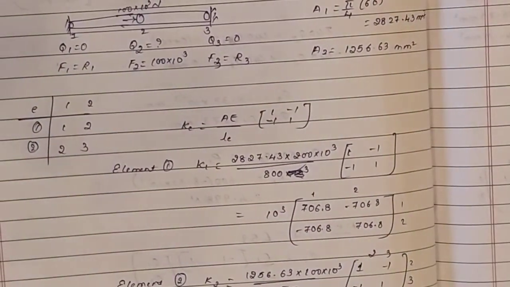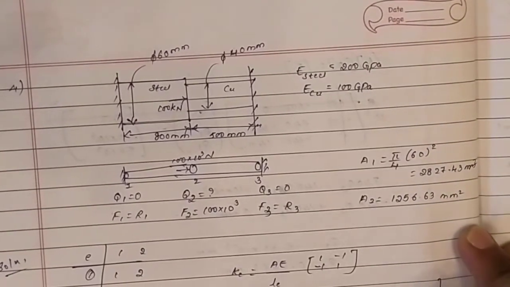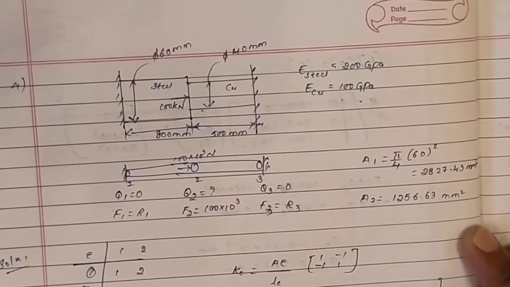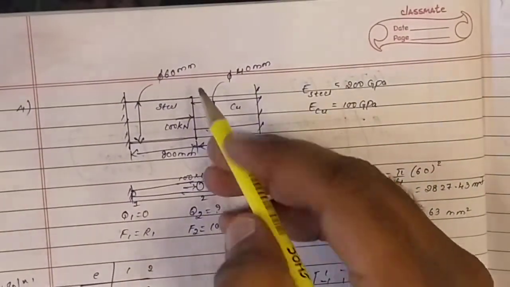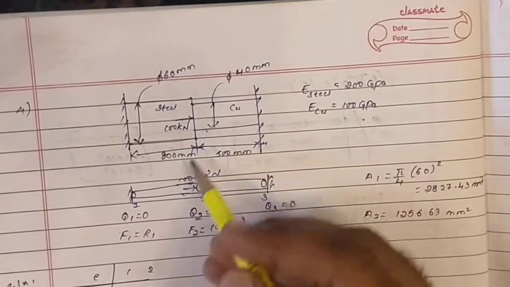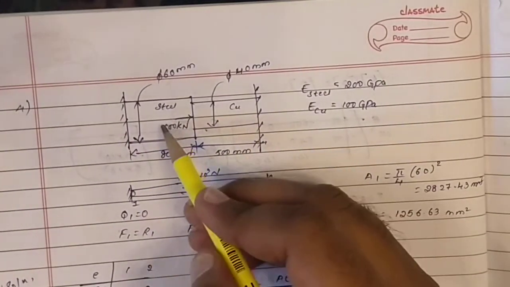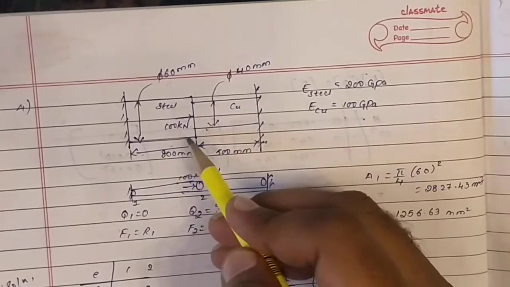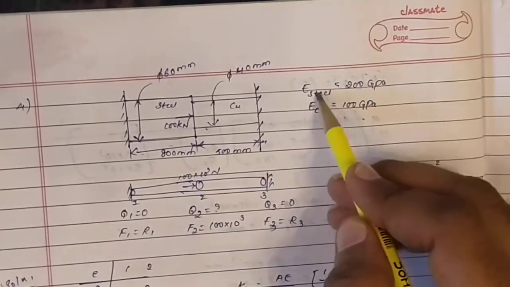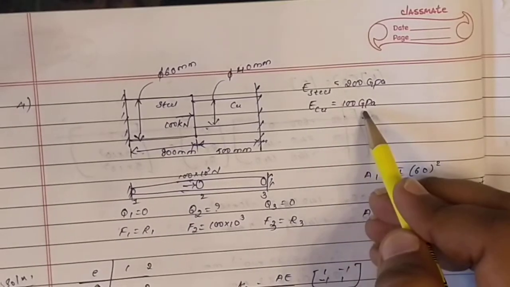We'll move on to the next problem. The next problem is almost similar to the previous problem, but instead of giving the area directly, he has given the diameter. There's a stepped bar fixed at both ends. The first section is steel, the second is copper. Young's modulus of the steel is 200 GPa, copper is 100 GPa.